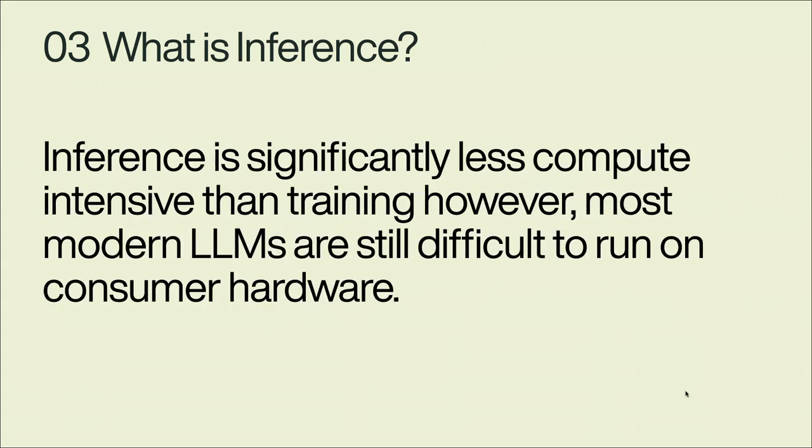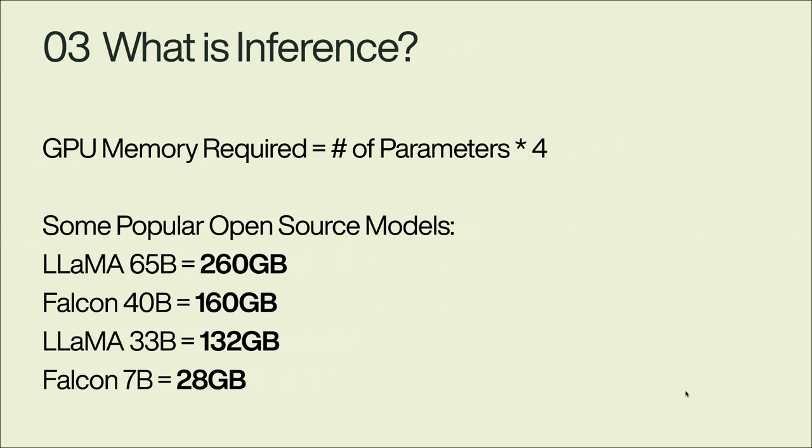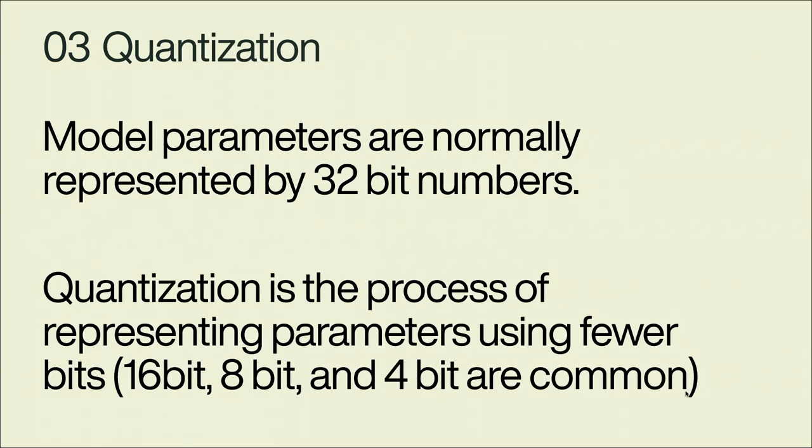It is significantly less compute intensive than training. However, when you're talking about these large language models, you still need pretty good sized hardware. We talked a little bit about memory consumption. So GPU memory required if you're using 32-bit floating point numbers. A byte is 8 bits, right? So a 32-bit number is 4 bytes. Here's some very straightforward math. If you have a 65 billion parameter model, that's how much memory you need in order to use the model. This is not training, this is just to ask it questions and get answers.